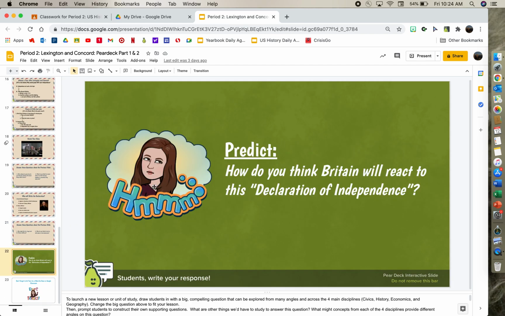And then this last part, you're going to predict how you think Britain will react to this Declaration of Independence. Do you think they'll be angry? Do you think they'll try to work it out? Do you think they'll start a war? What do you think will happen? And again, you're just writing a response.